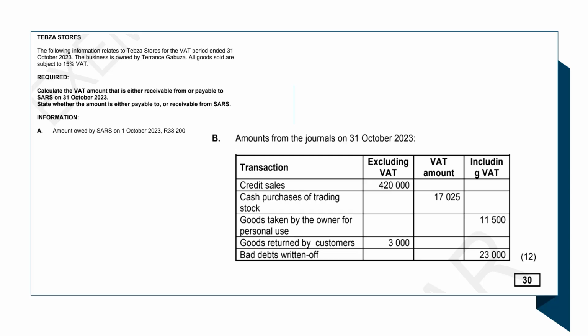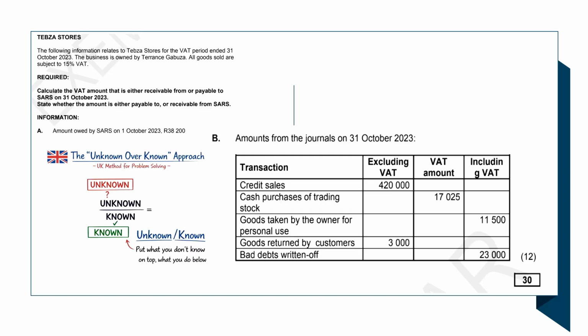So here is information B, which is the information that they give us, and before we do our VAT control account, we have to fill in the blank spaces that we see here. So all these blank spaces have to be filled in. And the column that we're going to use to prepare our VAT control account is this one here, the VAT amount. So the most important thing we need to know when filling in this column is that the excluding VAT is going to be 100%. The VAT amount is going to be 15%, and the excluding VAT is going to be 100%.